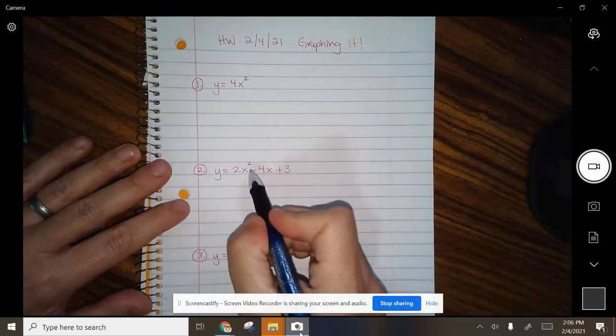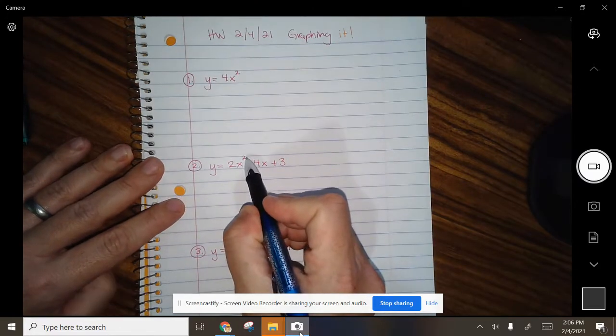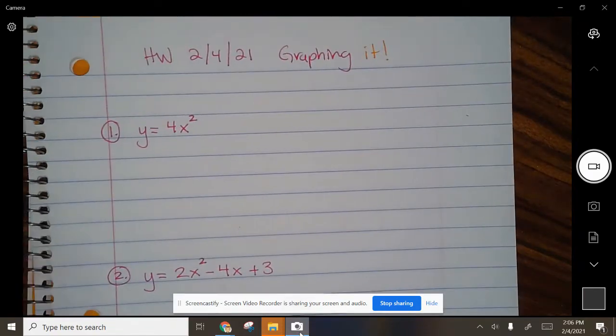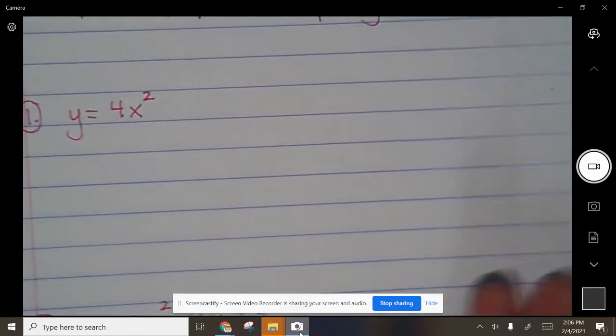So first of all, that should have been a squared. Ethan caught that at the end of class. That should be squared. I messed that up earlier too. All right, so let's talk about this one first, the first one.